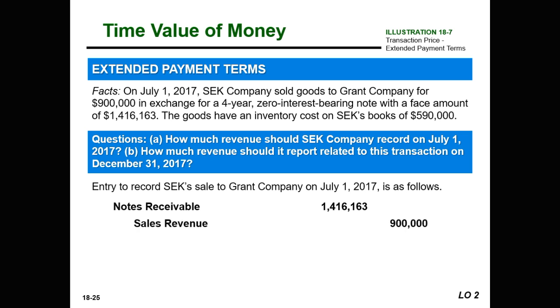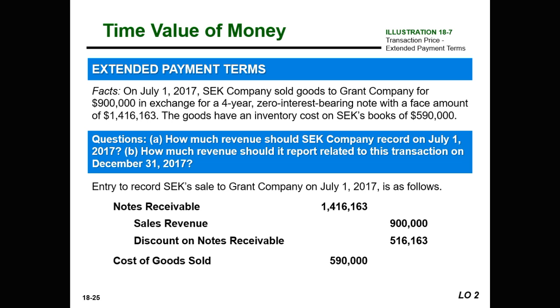We give that sales revenue of $900,000 and then a discount on notes receivable of $516,163. This is based off imputed interest and the time value of money. The present value of this note at 4 years with imputed interest at a rate that we are not aware of at this time. We recognize the transfer of inventory to costs of goods sold.